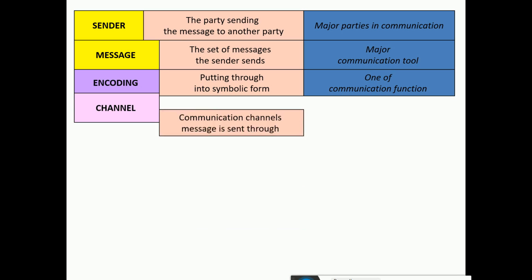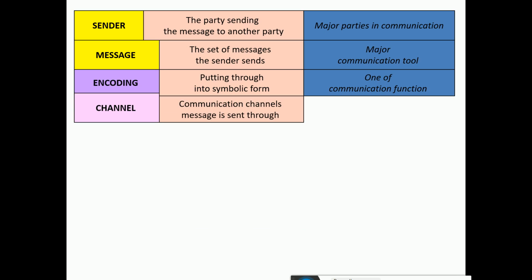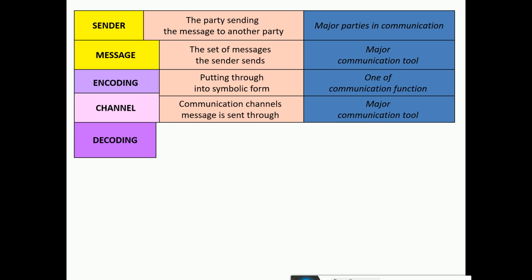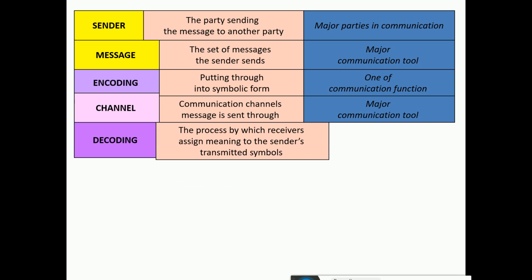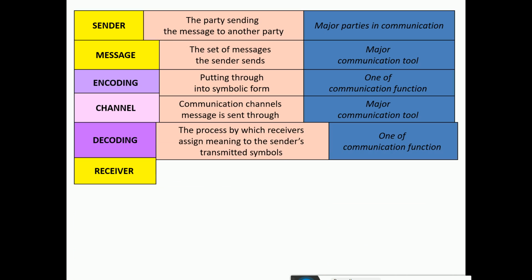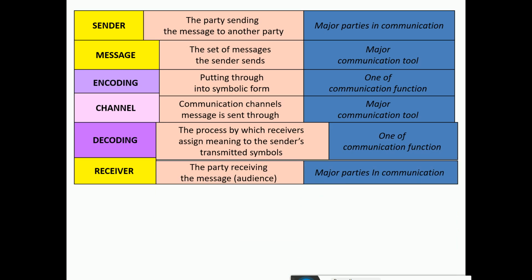Then there is a channel or a medium, the communication channel through which the message is sent. This is a major communication tool. Decoding is the process by which receivers assign meaning to the sender's transmitted symbols. This is one of the communication functions. On the other side there is a receiver, the party who receives the message. Here the receiver is an audience, a major party in communication. So sender and receiver are the major parties, whereas encoding and decoding are the major functions.